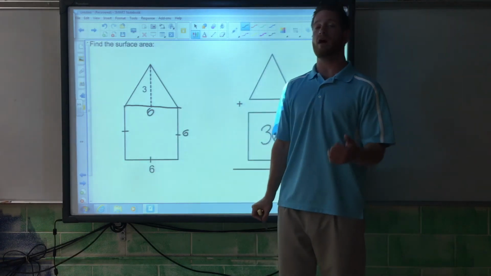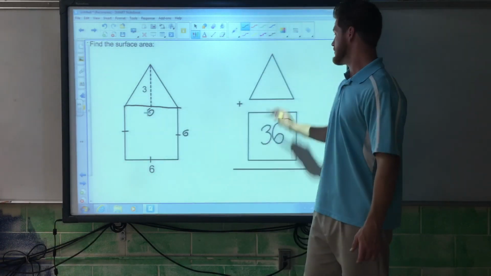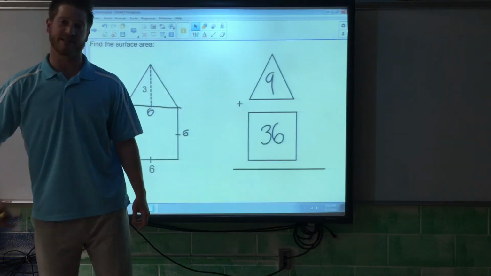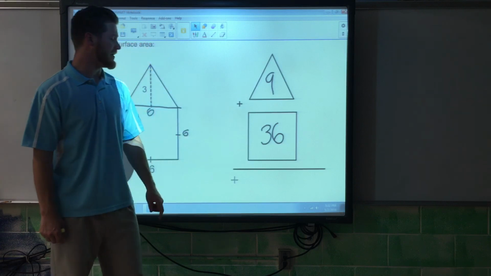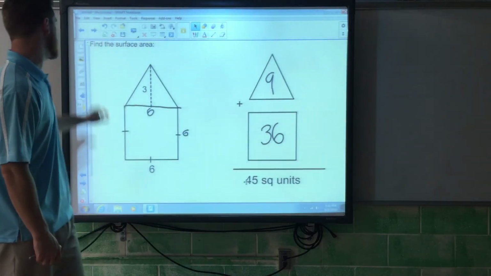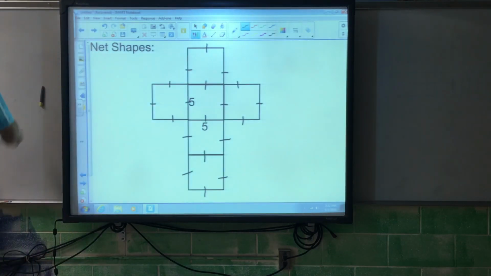And opposite sides are the same, so 6, 6. So the area would be 1/2 times 6 times 3, or 6 times 3 divided by 2, which would give me 9. Now when you add 9 and 36 together, at the very end, the area of this composite figure will be 45 square units. Now, we're also going to be dealing with net objects or net shapes.